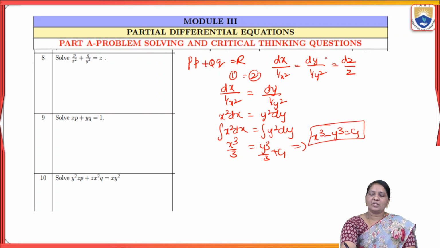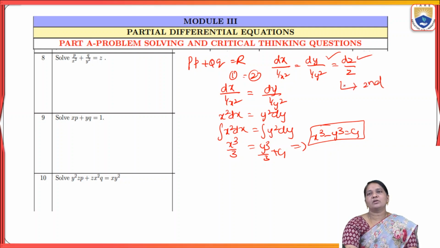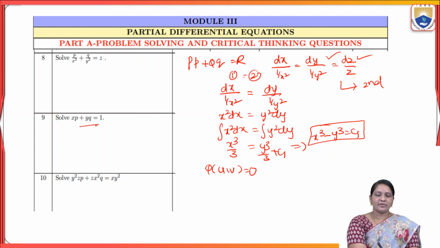In the same way, we can take 2 equal to 3 to get the second solution, or 1 equal to 3. Then we can write the final solution, that is phi of (u, v) equal to 0. Here also they have given x into p plus y into q equal to 1.